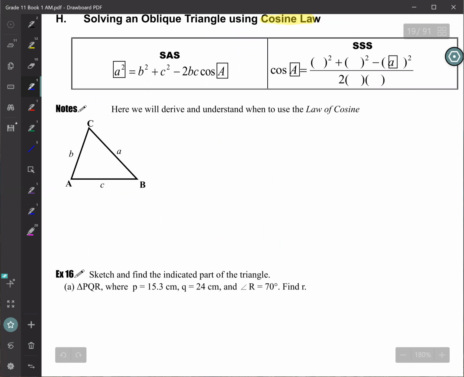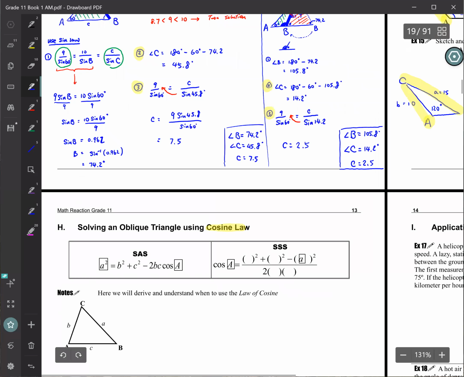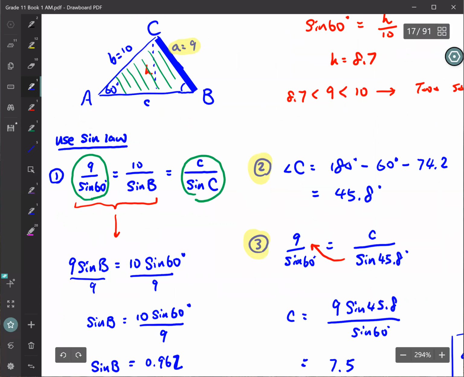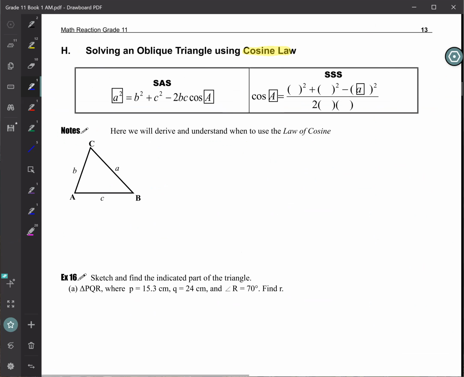So we use the cosine law when the sine law doesn't apply. If you want to use sine law, you must have at least a pair, right? For example, like here, you have 9 to sine 60. You must have a pair. So you will know that you can use cosine law if you don't have a pair. Okay, so you can write that down.